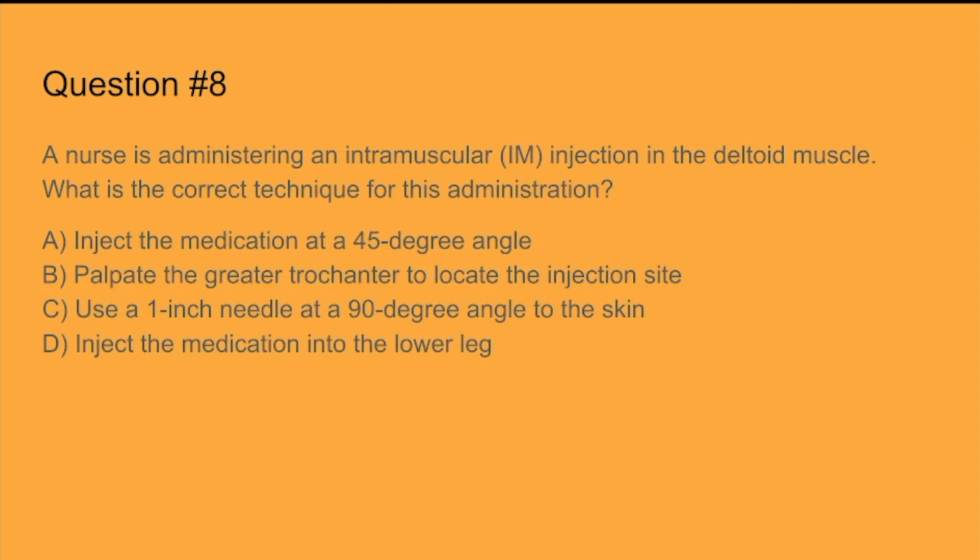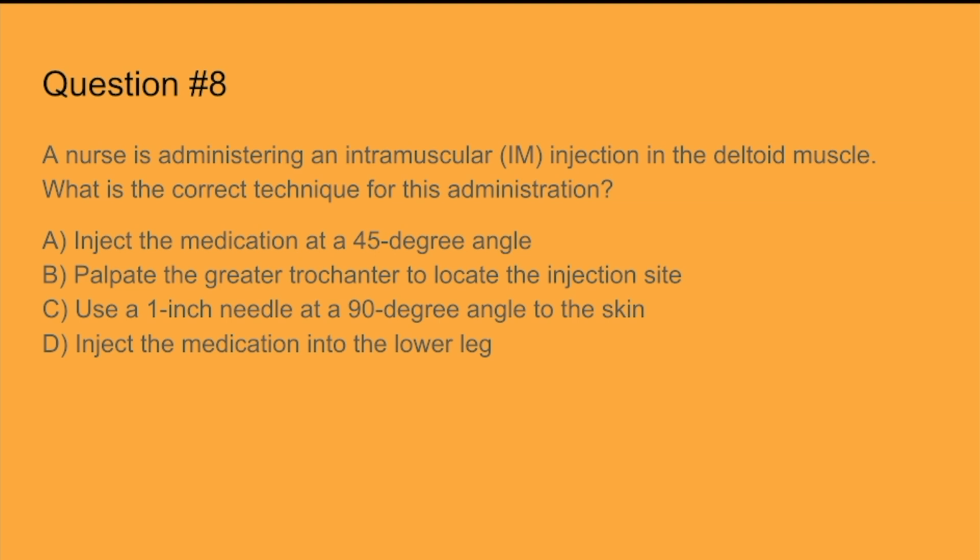Question 8. A nurse is administering an intramuscular injection into the deltoid muscle. What is the correct technique for this administration? A, inject the medication at a 45-degree angle. Well, this will be false because we will only do this for the subcutaneous injections. B, palpate the greater trochanter to locate the injection site. This isn't quite right.